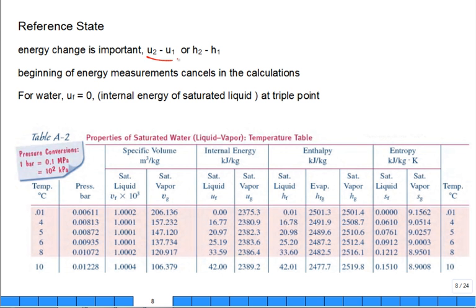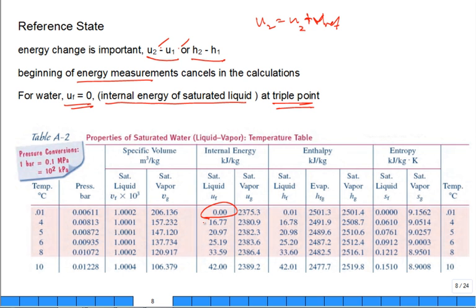That's how much heat came in or work was done that changed the energy of the system. So we're interested in changes in energy, so that the beginning of the energy measurements cancel out in the calculation. So if I had U2 equal to some U plus some U reference, and then I had the minus U1, the two references would cancel in the equation. So for water, this table is based on setting the internal energy of saturated liquid at the triple point to a value of 0. So there you go.